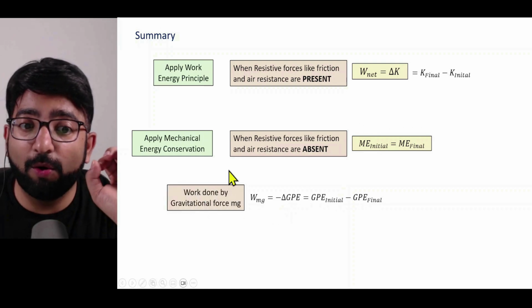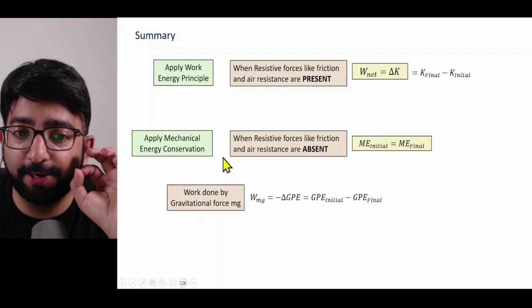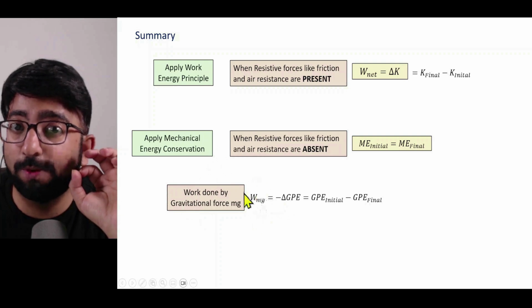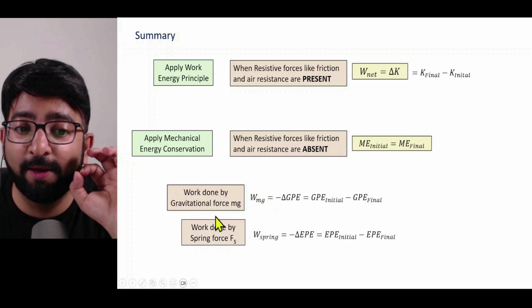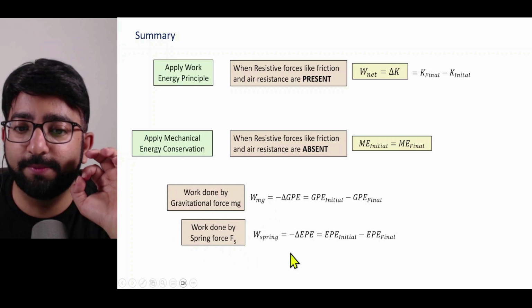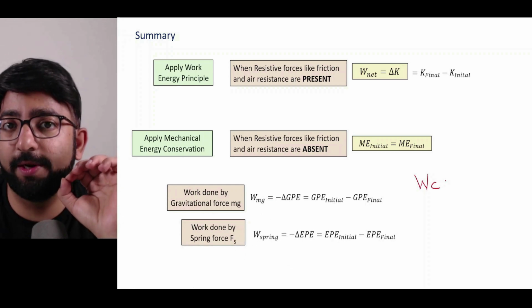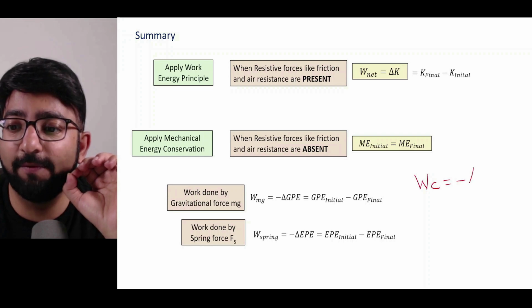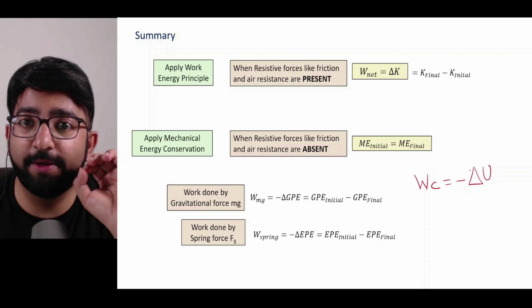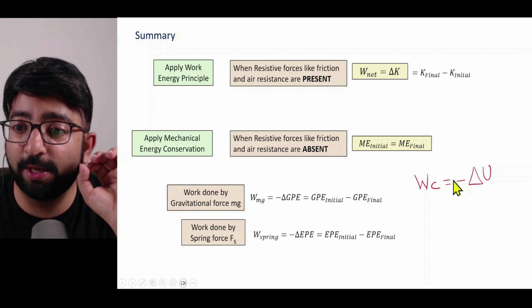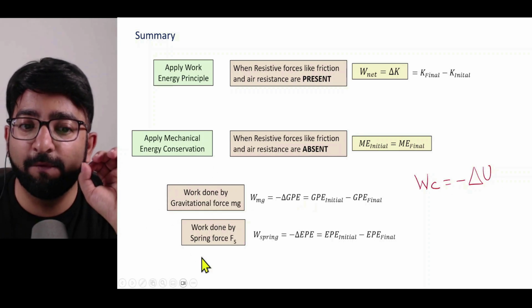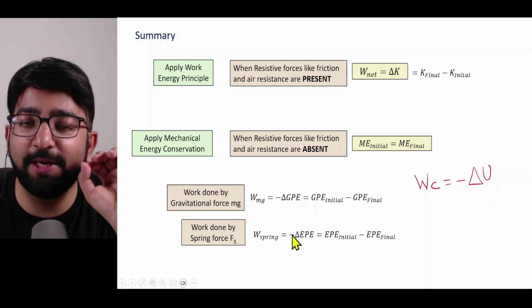And then we discussed how to figure out the work done by the conservative forces. So this is the formula for work done by the gravitational force and work done by the spring force. And let me write down the basic formula. Work done by any conservative force will be equal to the negative of the change in potential energy. So in case of gravitational force, the U will be GPE. For springs, the U is EPE.